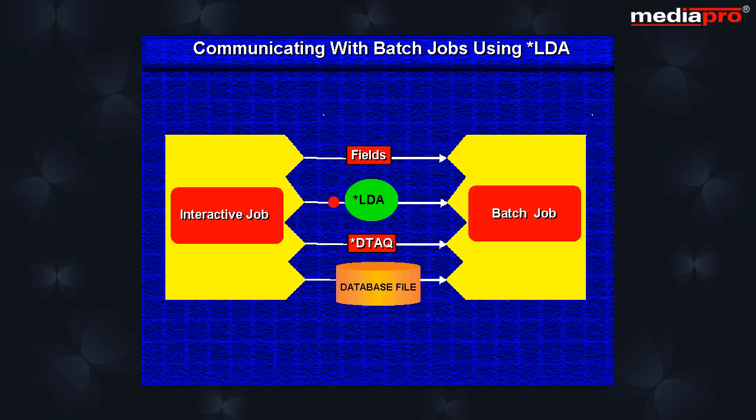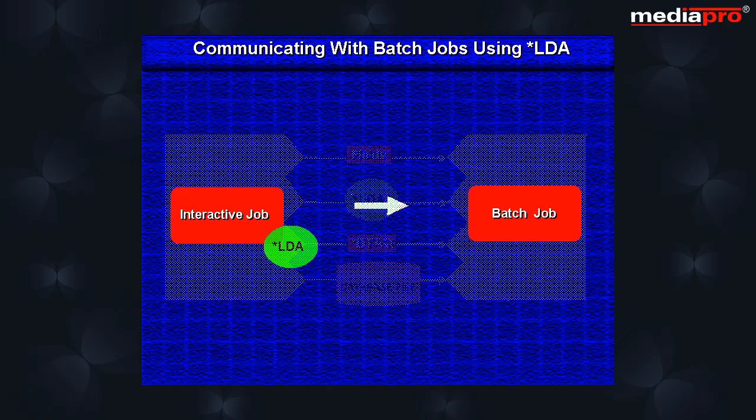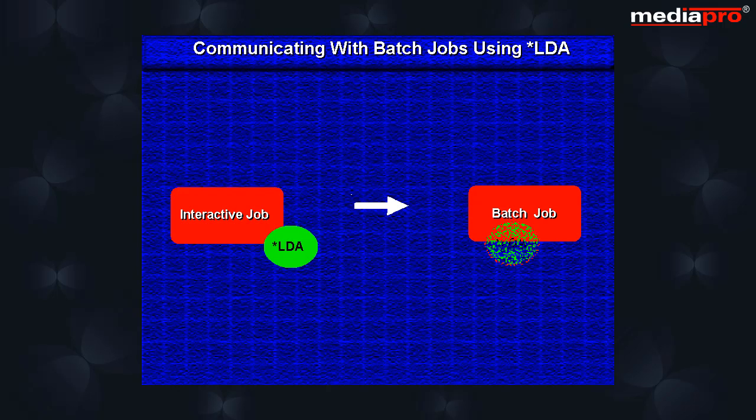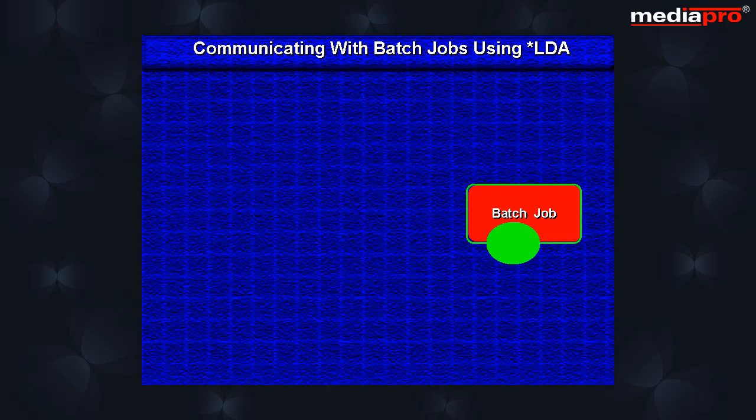Another method of passing information to the submitted job is by using the local data area. Whenever a batch job is submitted, a local data area is created for the submitted job. Also, the contents of the interactive job's data area are copied to the submitted job's data area. Hence, whatever information needs to be passed to the submitted job can first be put into the interactive job's local data area before submitting the job. The submitted job can then access its local data area to retrieve the information.